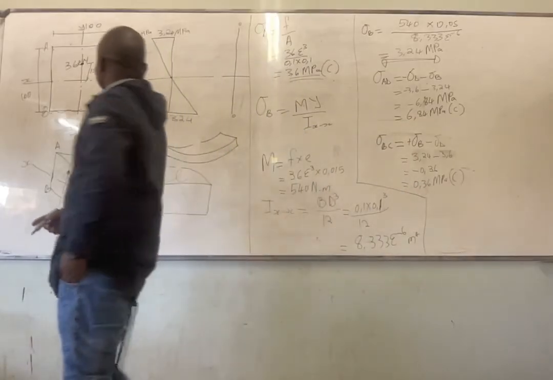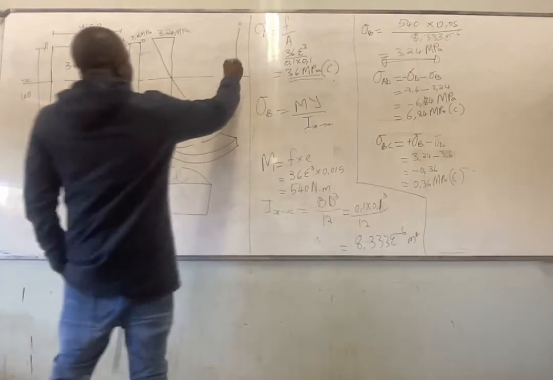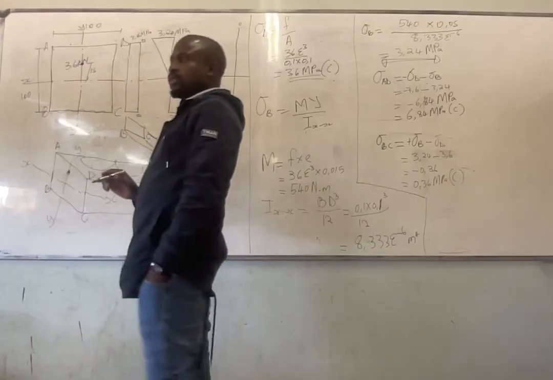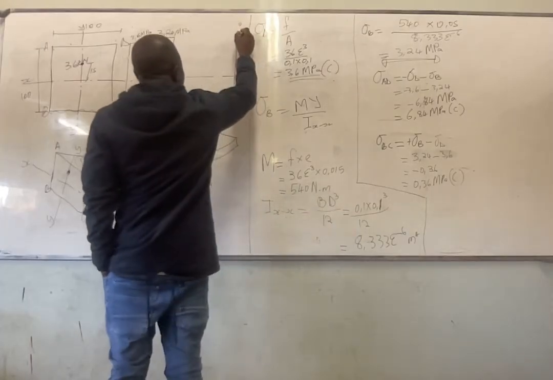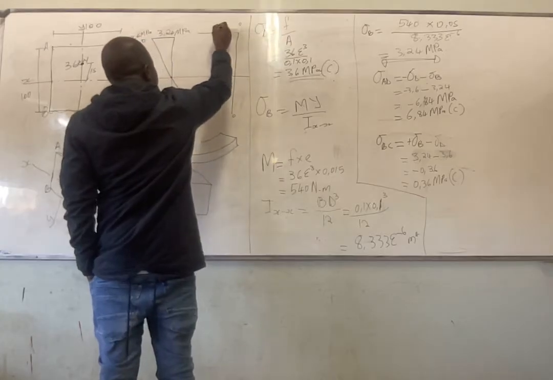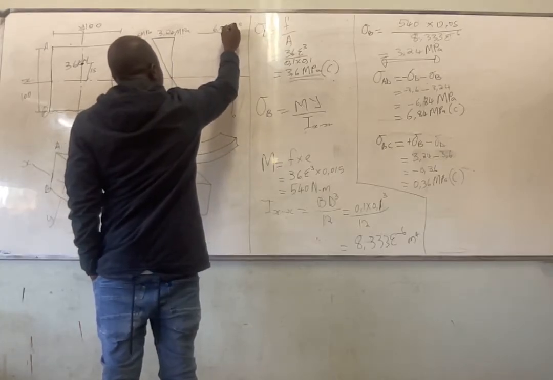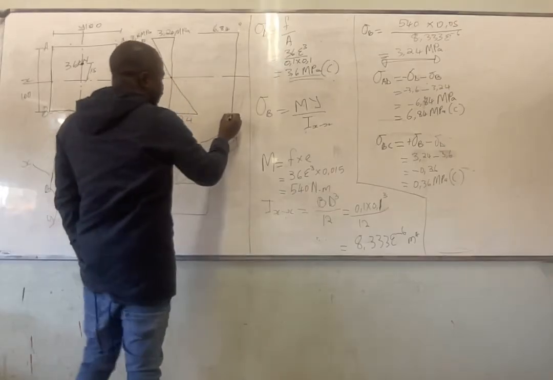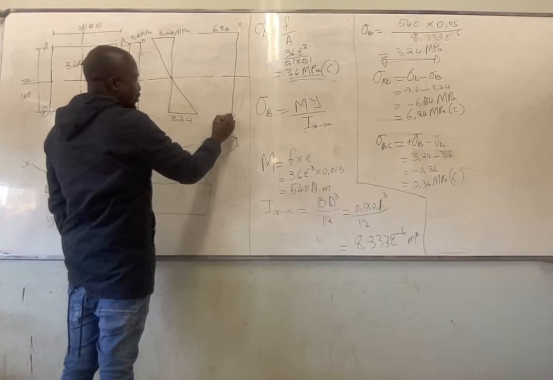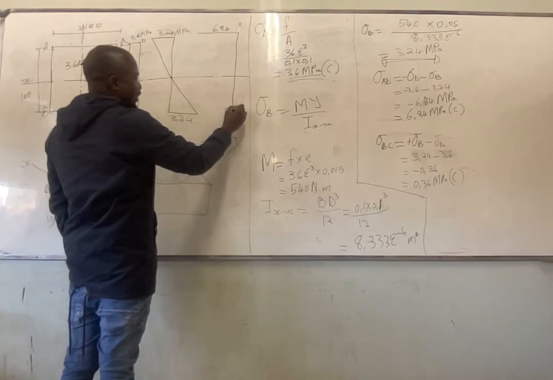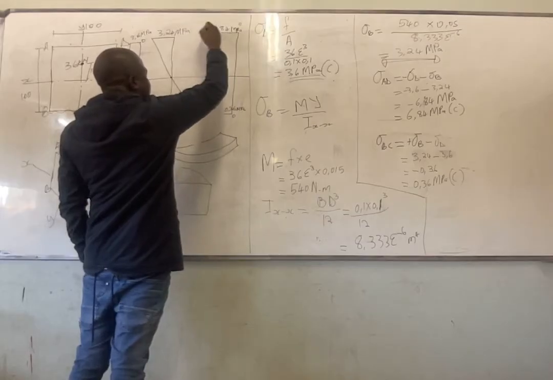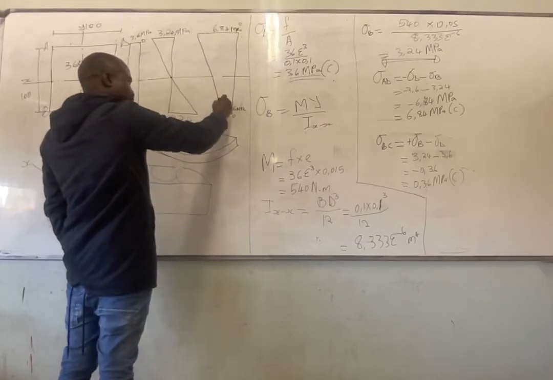Yes. So now, what is the resultant stress here? 6,84. Positive or negative? Negative, 6,84. And down here, 0,36 megapascal. Then we join the two points.